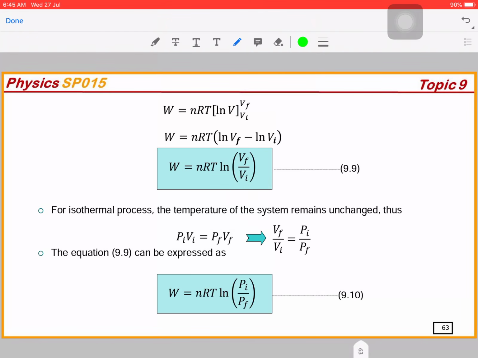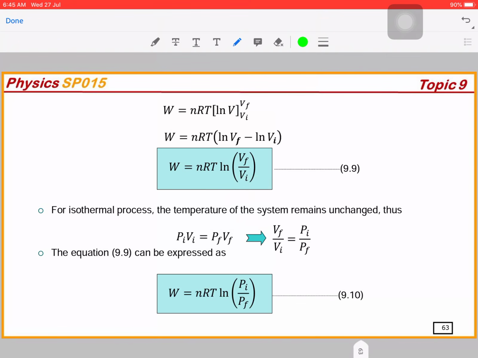Alright. So the final equation will be W equals nRT ln(Vf/Vi). Okay, next, for an isothermal process, the temperature of the system remains unchanged. Thus, PiVi equals PfVf. Okay, so rearranging, we will have Vf over Vi equals Pi over Pf.